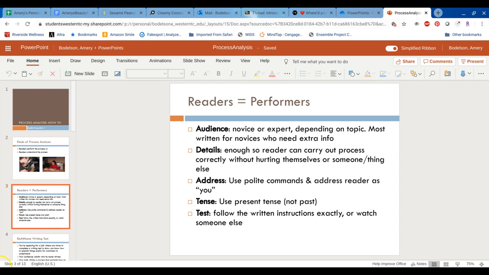So if you are writing a process and you know that the people will be directly following your instructions, you want to be a little bit more specific. So you can often have people who are novice, meaning they've never done something, or they're experts in the field that you're writing about. You want to provide enough detail that the reader can easily carry out the process.